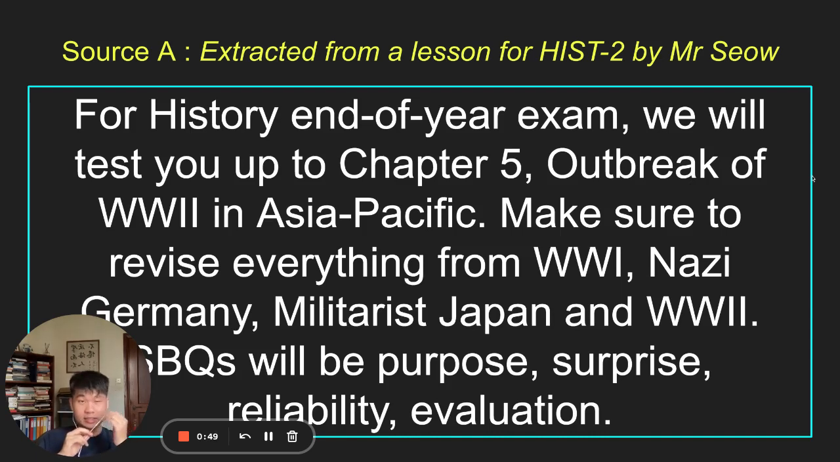So this source says, the source is from a lesson for History 2 by Mr. Seow. This source says, for the history end of year exam, we will test you up to Chapter 5, Outbreak of World War II in Asia Pacific. Make sure to revise everything from World War I, Nazi Germany, militarist Japan, and World War II. The source-based questions will be purpose, surprise, reliability, and evaluation. So can we take a minute to write down what you think is the message of this source?